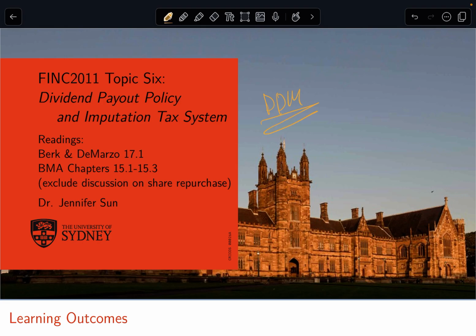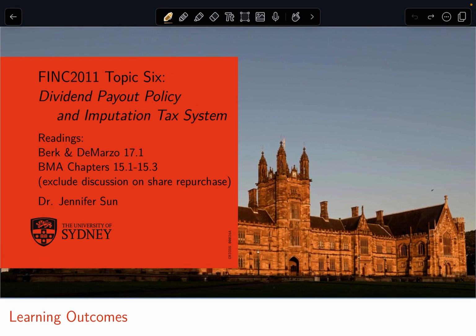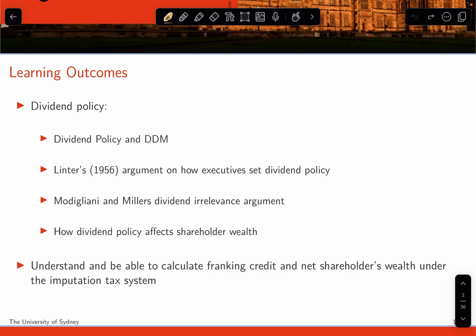It is a method with which we could value equities using a present value of the expected future dividends, and we bring it back to the present time. This week, we're going to expand on that concept here in topic 6. We're going to be talking about dividend payout policy and the imputation tax system. The imputation tax system is something unique to Australia and New Zealand, and you'll be able to go through it and see what it's like.